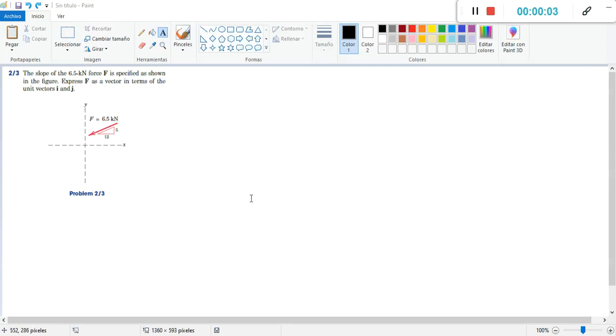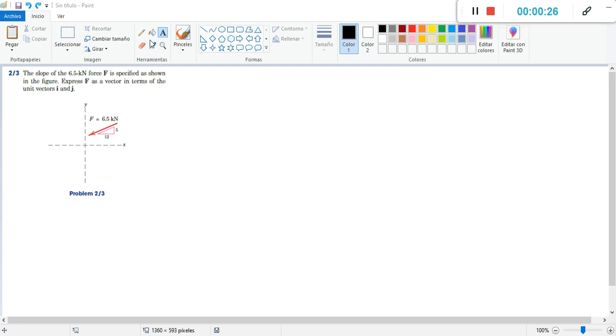For unit 1, I choose problem 2.3, which states that the slope of the 6.5 kilonewtons force F is specified as shown in the figure. Express F as a vector in terms of the unit vectors i and j. That means that we need to find its vertical and horizontal components.